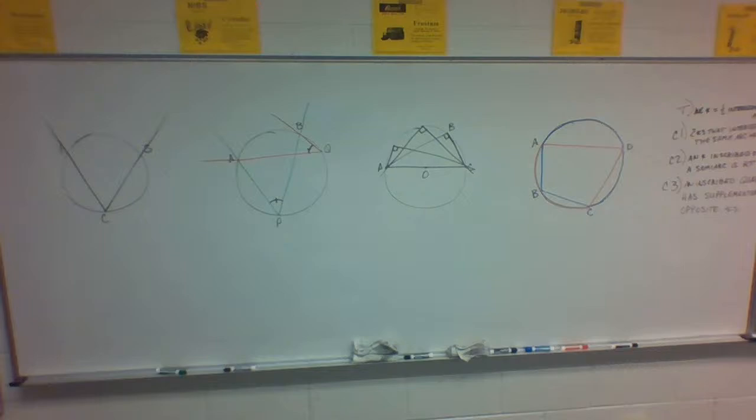Example 4 says, find the value of each variable. What's the value of x, just x, in 4a? 45, because angle C has to be 90. So x has to be 45. Does this make sense?